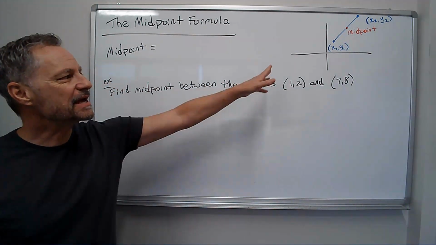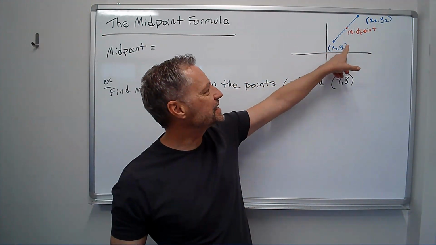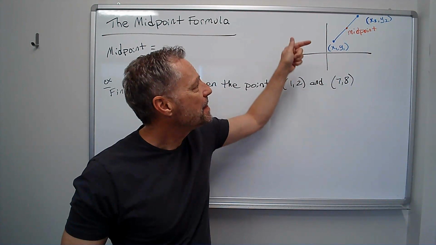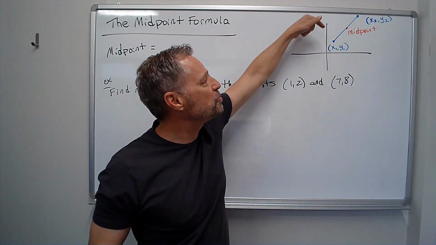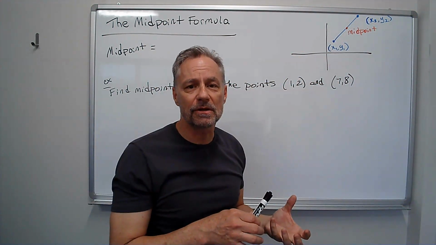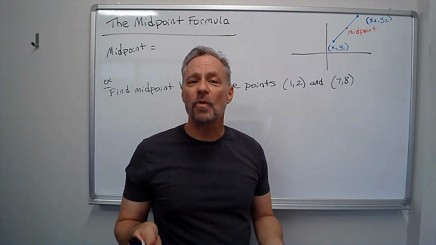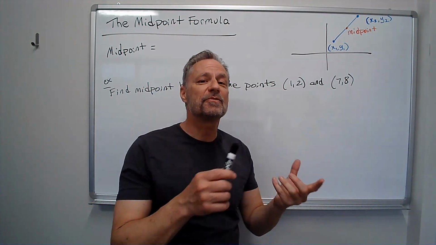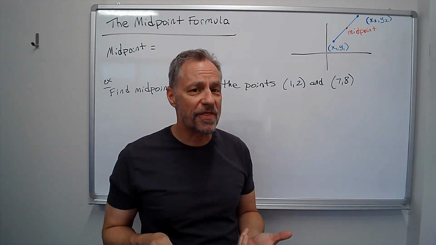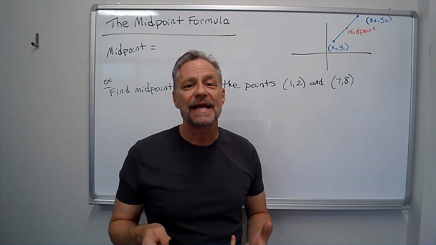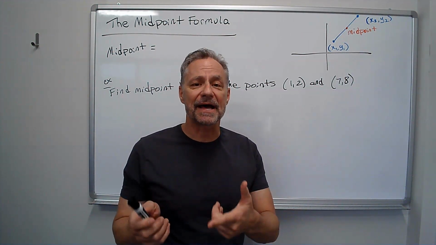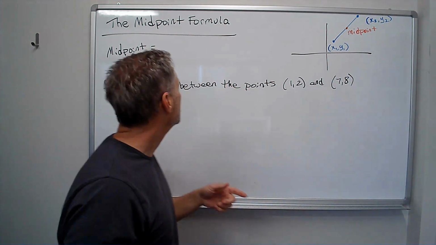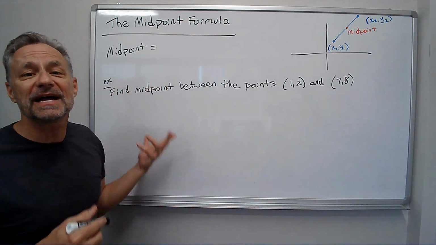Okay, so I've got a picture over here. If I've got 2 points, x1, y1, and x2, y2, the midpoint between those 2 points is just the point right in the middle. Now, the formula to get it is really easy, because if we think about the middle of two things, that's the average. And how do you find the average? You just add them up and divide by 2. And so the midpoint formula, that's what we're going to do.